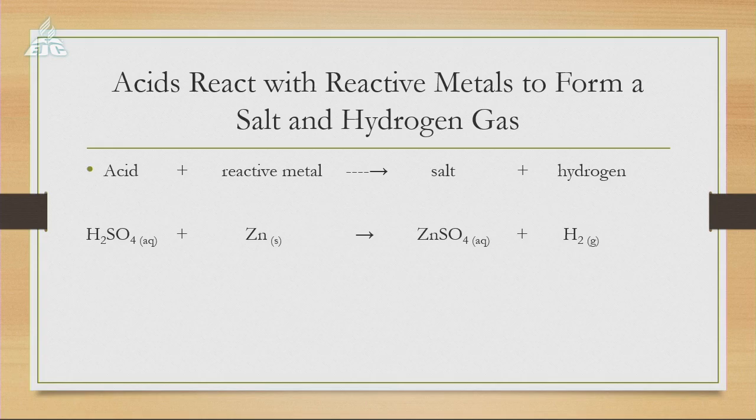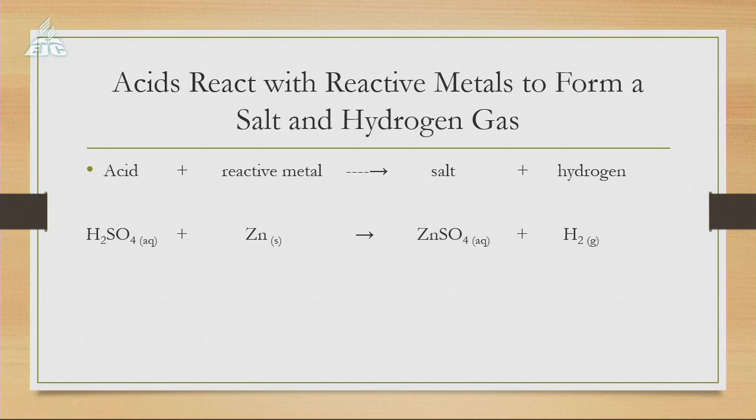There are a couple of them. I'll just be looking at a few of them today. All right, the first one we have here: acids react with reactive metals to form a salt and hydrogen gas. Let's go again. Acids react with reactive metals, and that's very important, reactive metals to form a salt and hydrogen gas. So basically we could say an acid and a metal gives you salt and hydrogen gas.